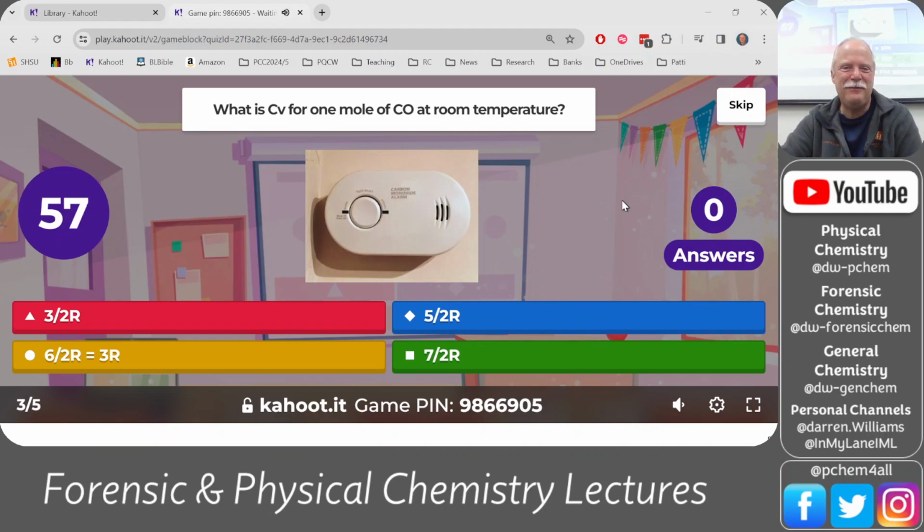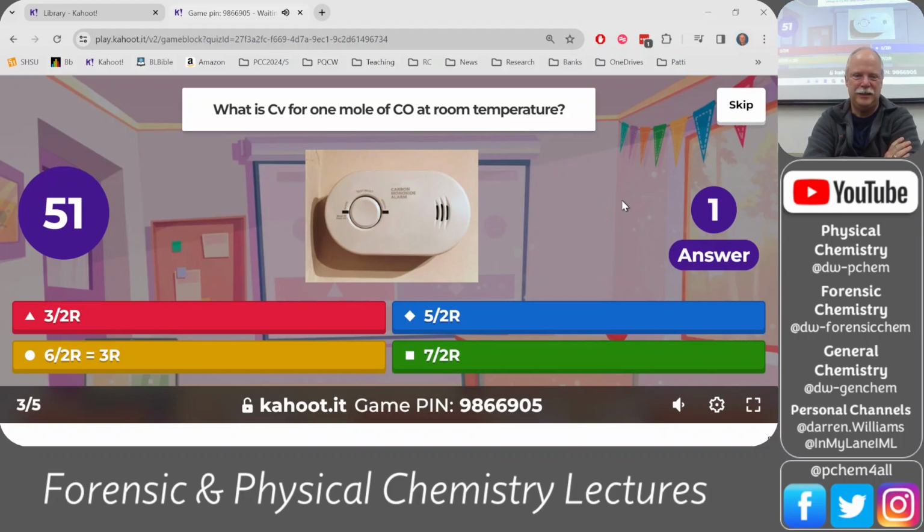All right, what's the CV for 1 mole of carbon monoxide at room temperature? Small molecule, okay. So you got to take into account the translations and the rotations. And since it's a small molecule, probably not the vibrations. Okay, so you leave that one off.